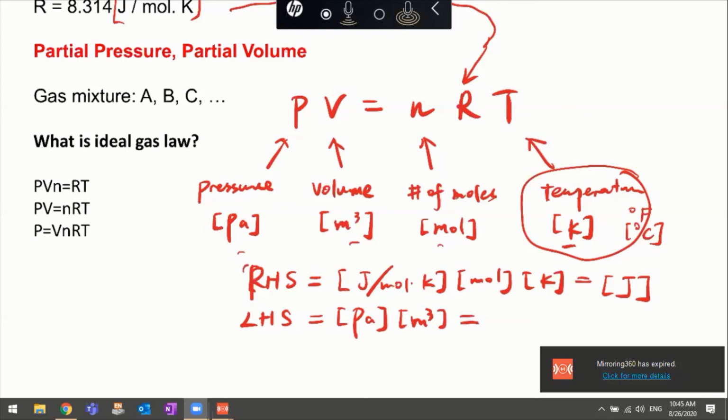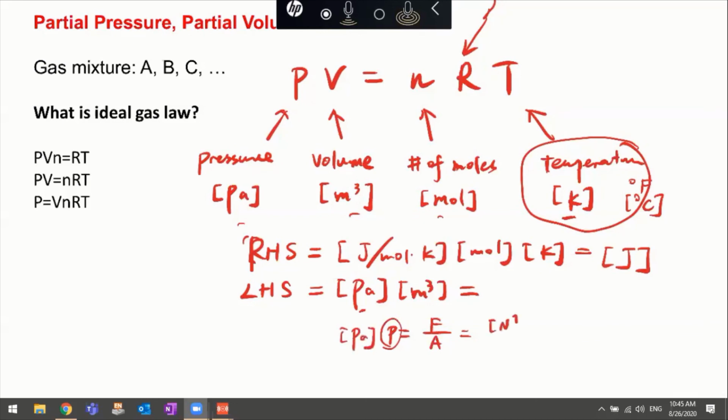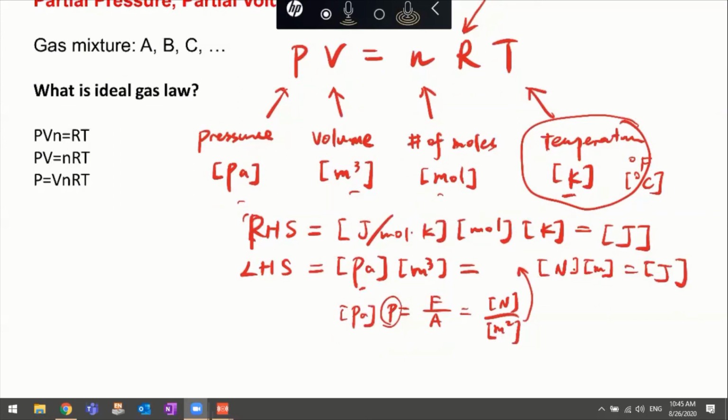All right. So in terms of the Pascal, we know that it is pressure, right? Pressure is equal to force divided by area. So the Pascal unit can be calculated by Newton divided by meter square. If we plug it in, we get Newton multiplied by meter, and that's going to be joule. So on both sides, they have the unit of joule.